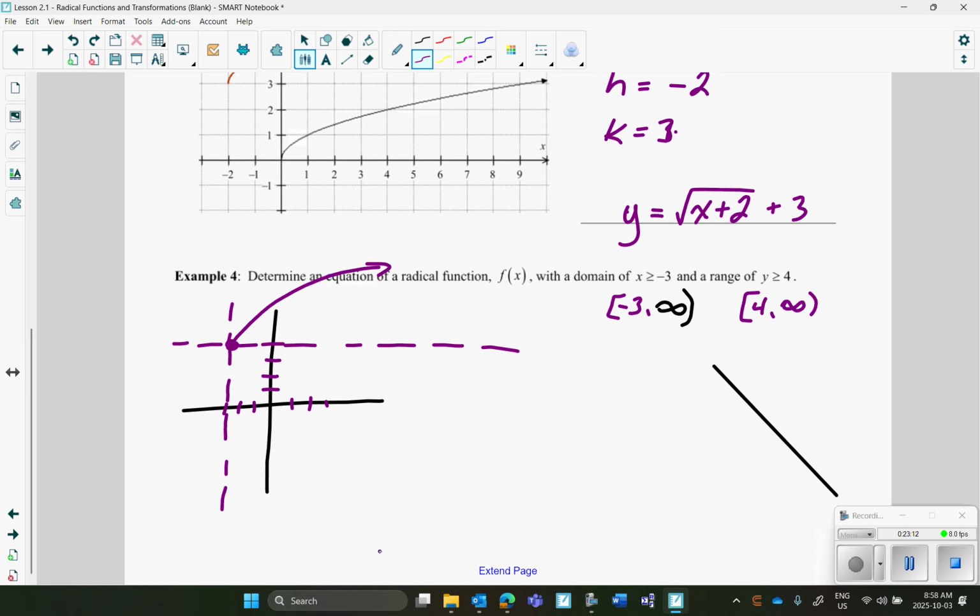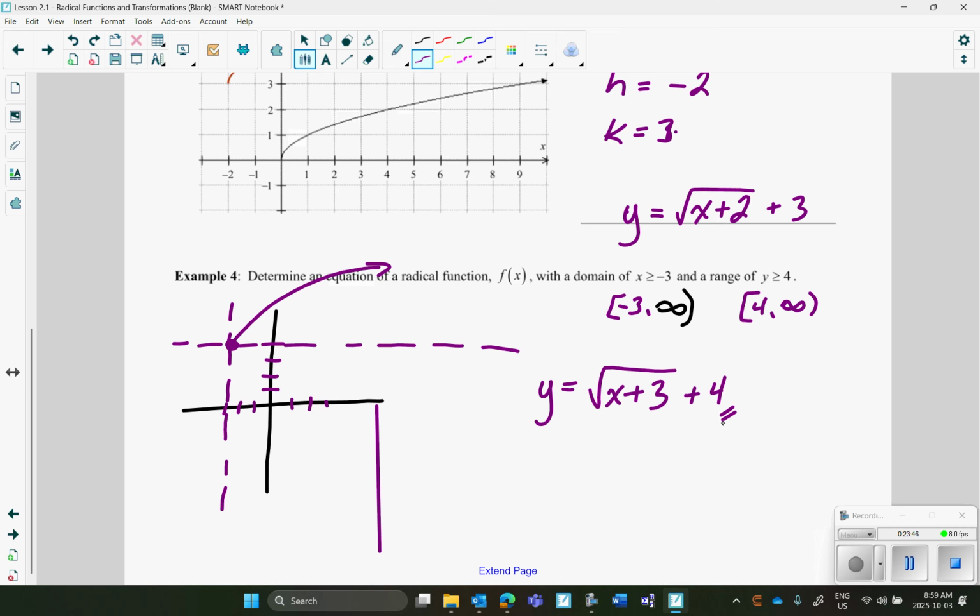So now we should be able to translate that to an equation. Because we moved to the left 3 and we moved up 4. No stretching or flipping going on. So we move to the left 3, which means inside the radical it is x plus 3. And then it also moved up 4, which means at the end we need plus 4.